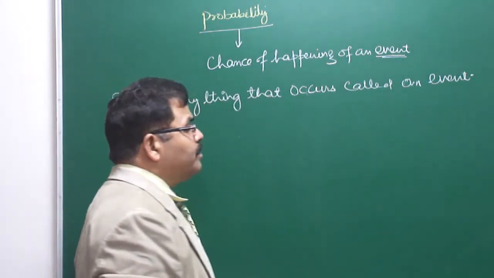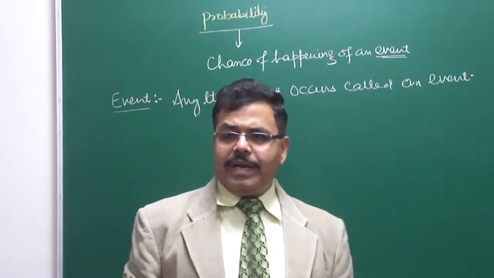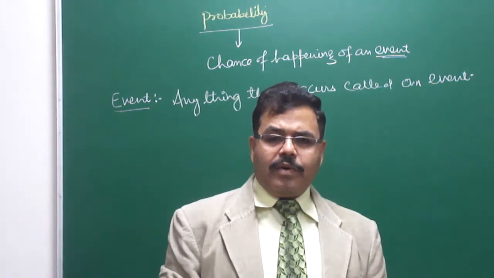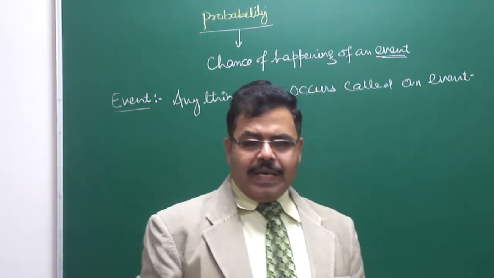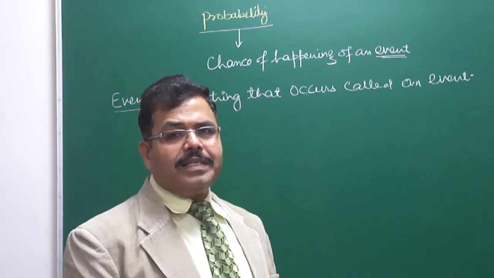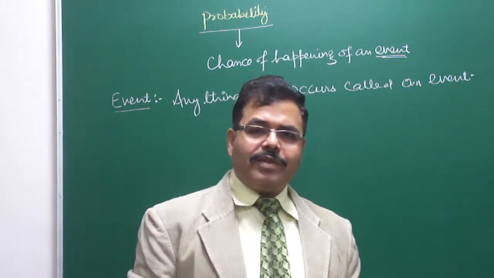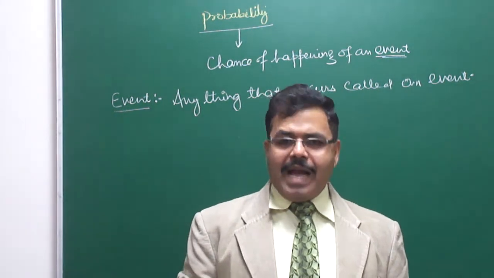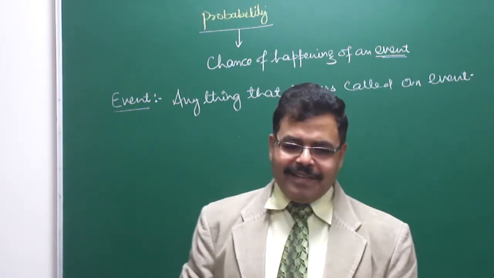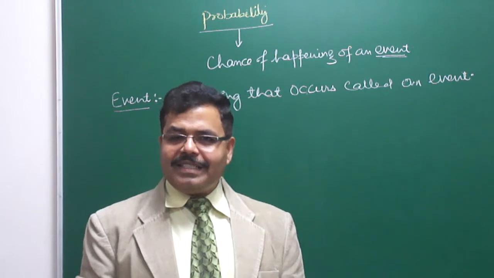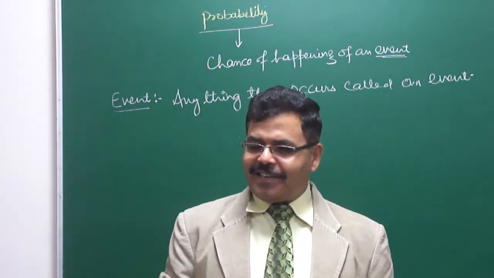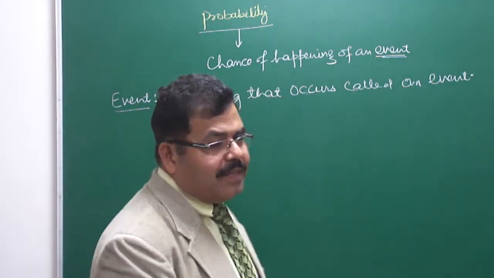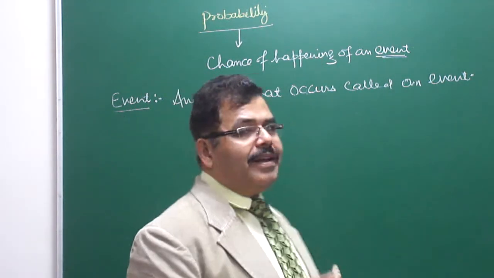For example, if I throw a coin, this is an event. If I throw a dice, this is also an event. If I draw a card out of a well-shuffled pack of 52 cards, this is also an event. I am speaking, this is also an event. The possibility is either you will understand it or you will not understand it. These are the two possibilities. So anything that can happen in this world is considered to be an event.